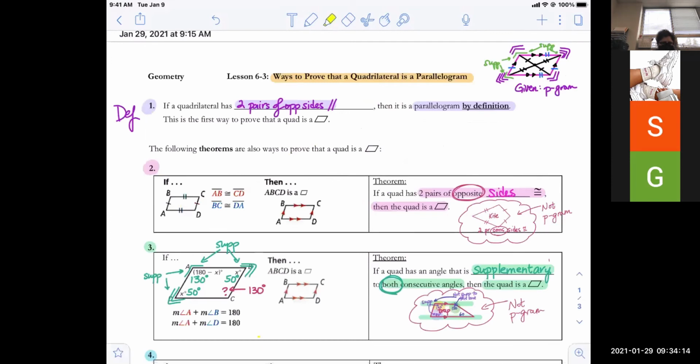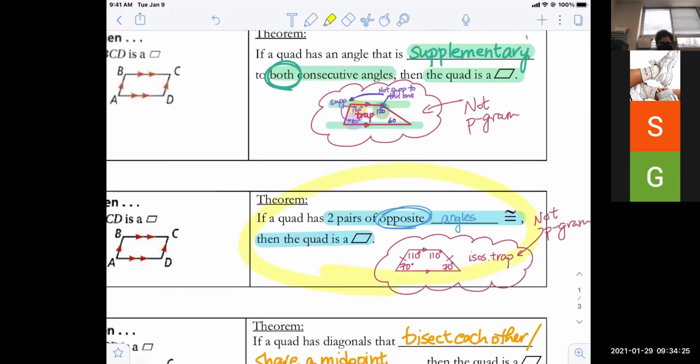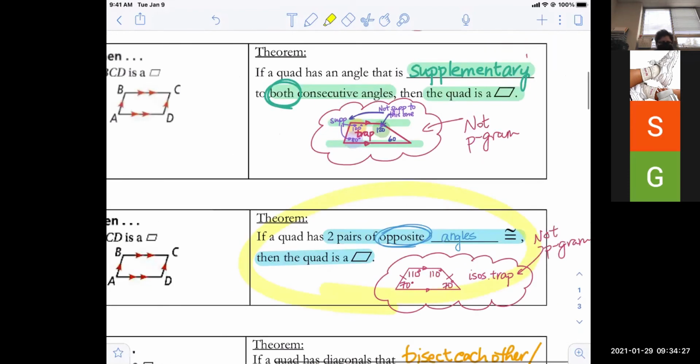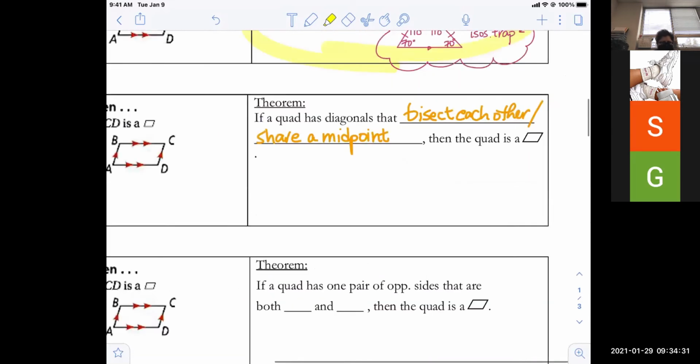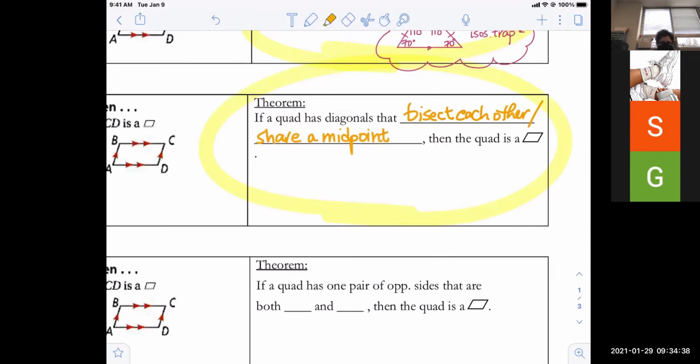Okay, if there are 2 pairs of opposite sides that are parallel, if there are 2 pairs of opposite sides that are congruent, okay, there's 2 about angles. If it has 2 pairs of opposite angles that are congruent, if it has an angle supplementary to both consecutive angles. And then this one is the diagonals bisect each other. Okay, if a quad has diagonals that bisect each other, then the quad is a parallelogram.